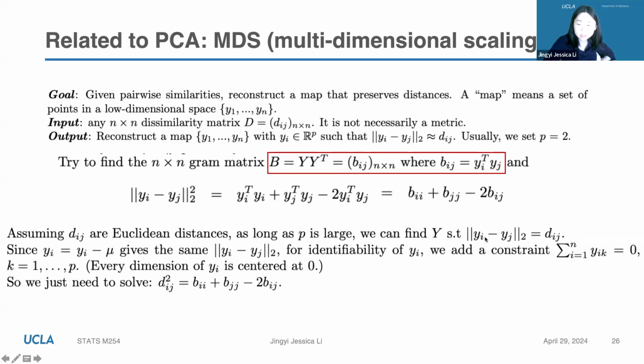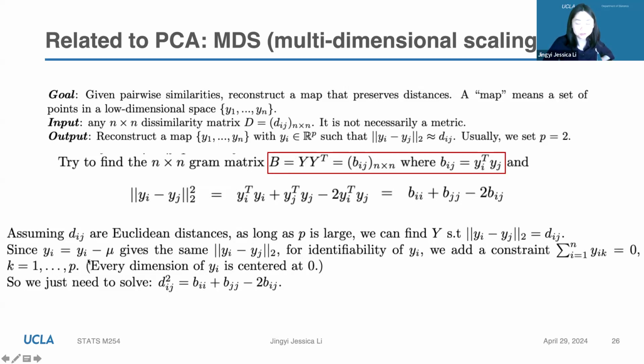Our ideal goal is that the Euclidean distance of yi and yj is equal to the input Dij. So we set the left-hand side to our goal, Dij squared, and then Dij squared equals the right-hand side. We know all the Dij's, so we hope to find B. After finding B, we use its definition as YY transpose and decompose B to find Y. That's the whole idea of MDS: going from the D matrix to the B matrix, and from the B matrix to the Y matrix.